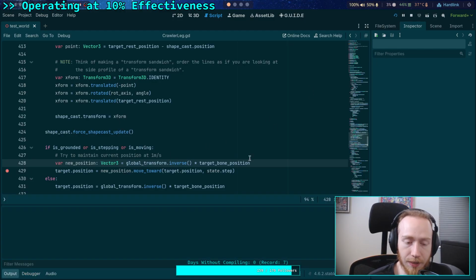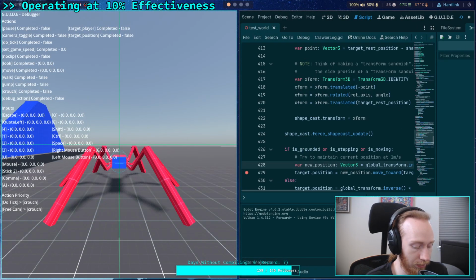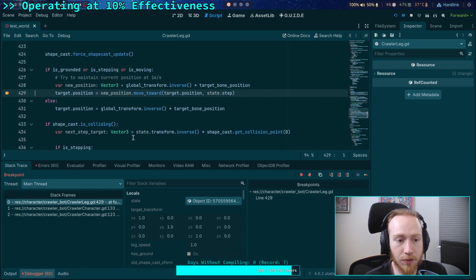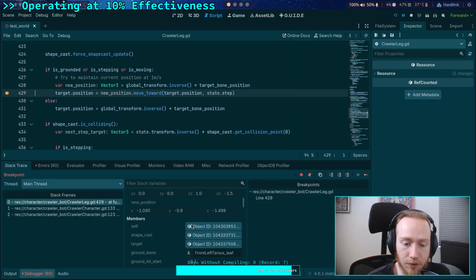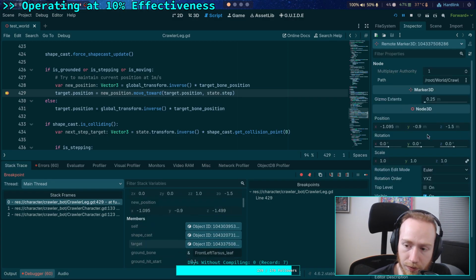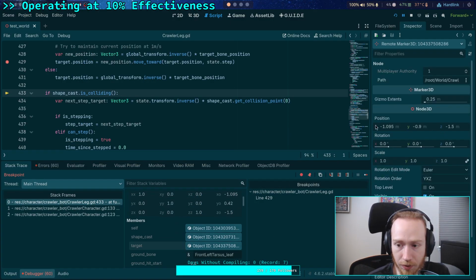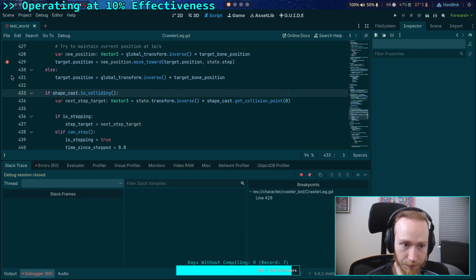Alright, so I'll see if this does it. This is enough. Yes, so it's my current target position, and when I step over, I should probably see the same number again. Yeah, looks like all the same numbers. Okay.